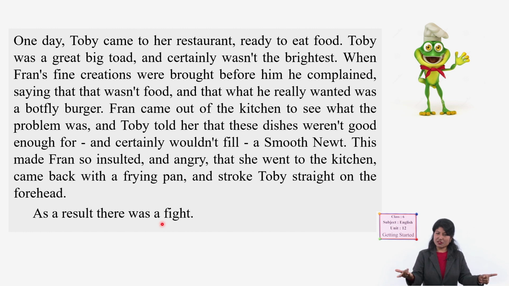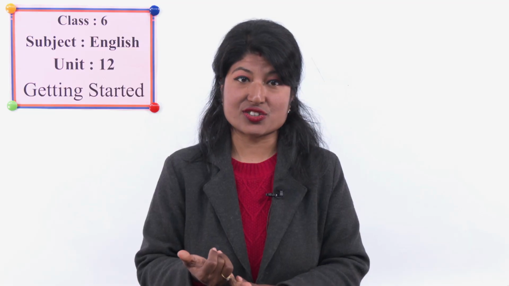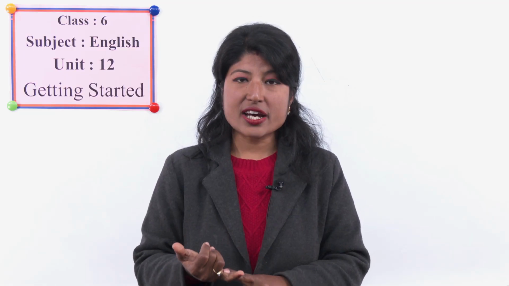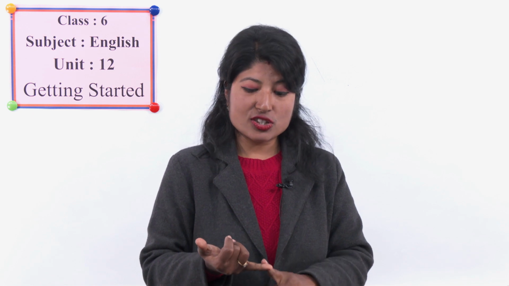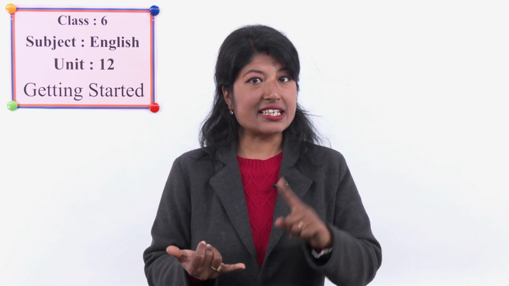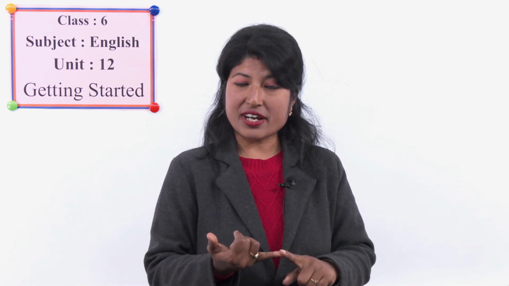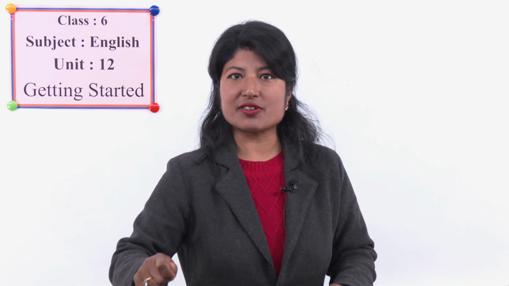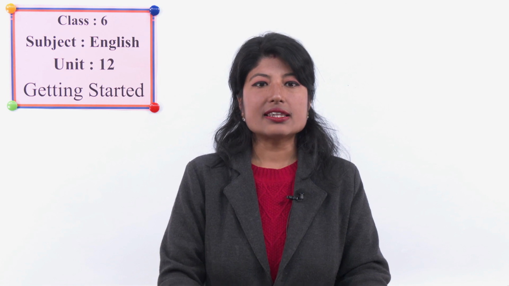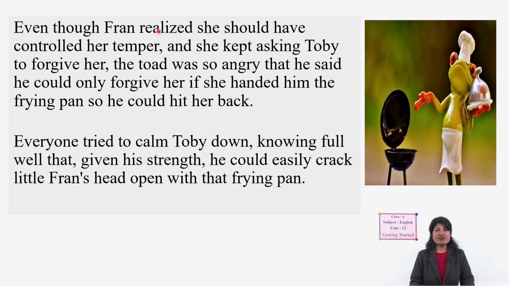Both were frogs. They fought at Fran's restaurant. Fran's food was delicious, but Toby didn't like it and complained, and then Fran could not tolerate it. She banged him with the frying pan. Then Fran realized she should have controlled her temper, and she kept asking Toby to forgive her.